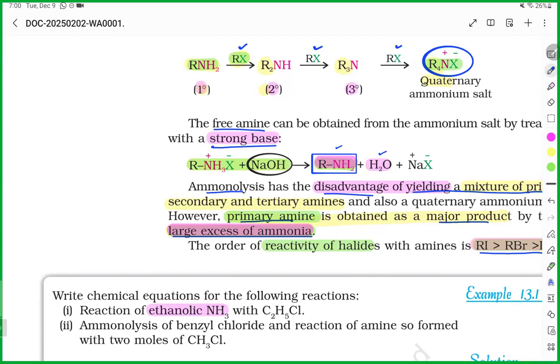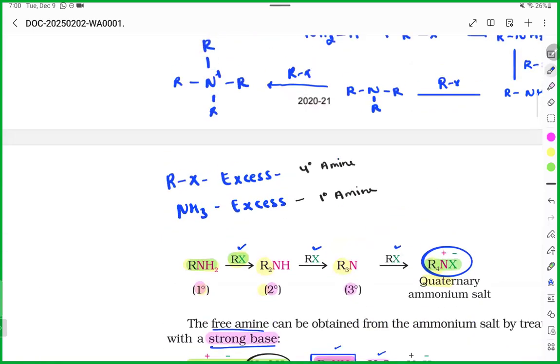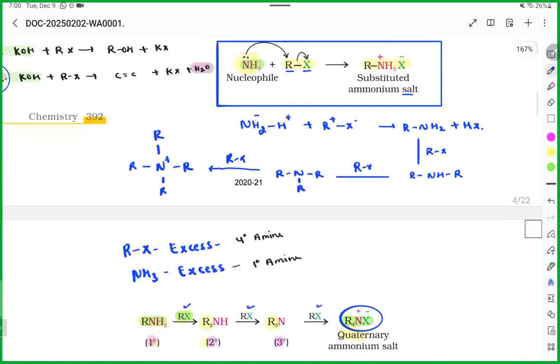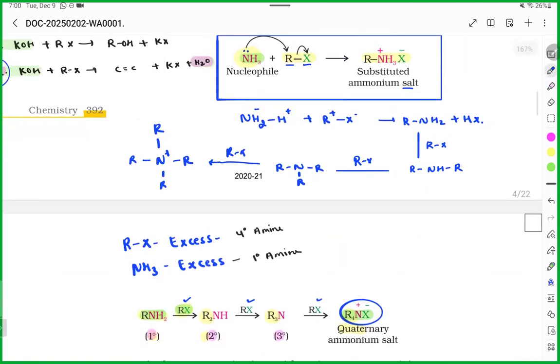Okay. First, when ammonia reacts with this, first it will form a primary amine, correct? And maximum it can make the quaternary salt, right? Quaternary salt means C2H5 four times, nitrogen positive and halogen Cl negative. Any doubt what we did here? Any doubt, guys?